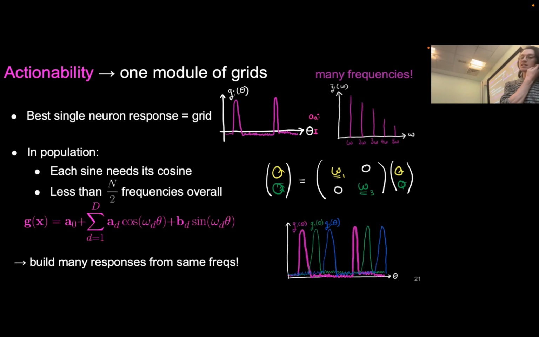So the way that we resolve this is we build many neurons with the same set of frequencies. They pool their frequencies together, and all the neurons use the same set of frequencies, which means that the only tuning curves you can get are ones that use the same frequencies, but with different phases. And since phases in Fourier space are like translations in real space, you just create a module of neurons whose tuning curves are translated versions of one another.